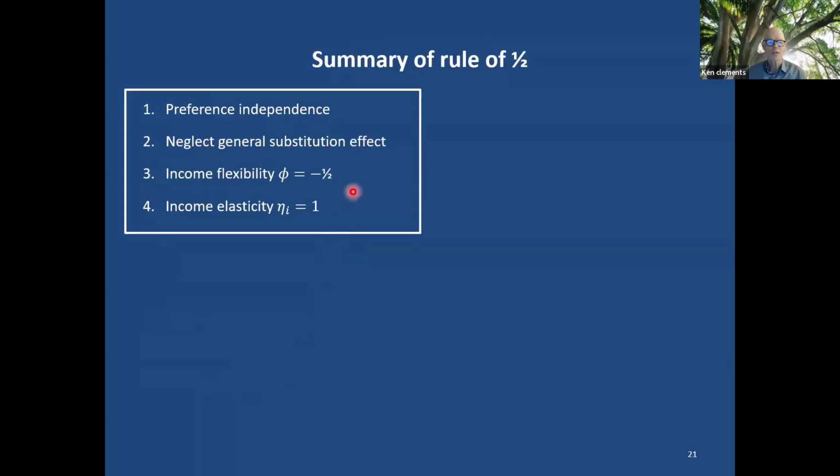So to summarise the rule of a half, it's based on preference independence. It's based on the neglect of the general substitution effect, because that's a second order effect. I didn't mention that, but it is. It's based on the income flexibility equal to minus a half, and it's based on unitary income elasticities.